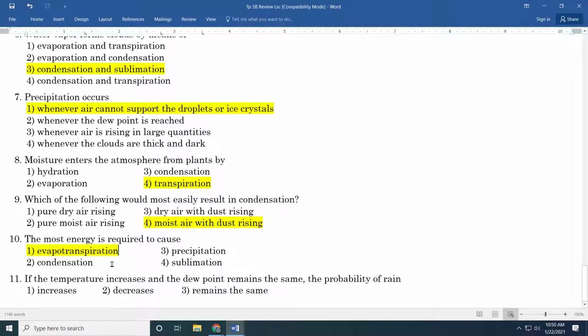And number 11. If the temperature increases and the dew point remains the same, that means they're going to get further apart. That's going to decrease your chance of precipitation.